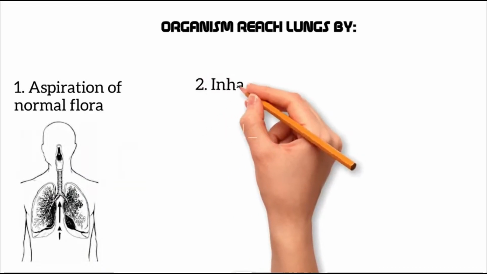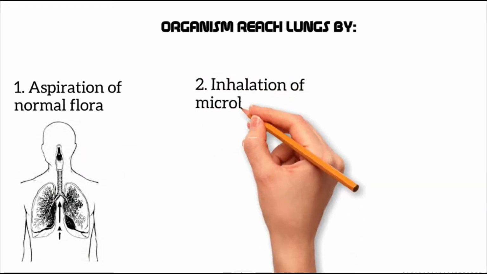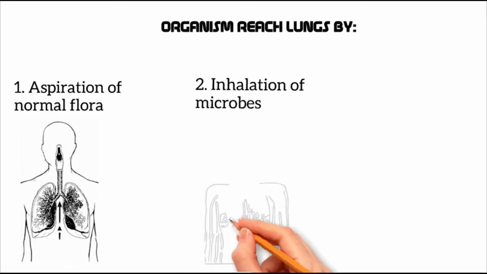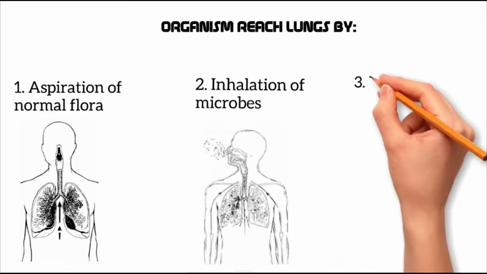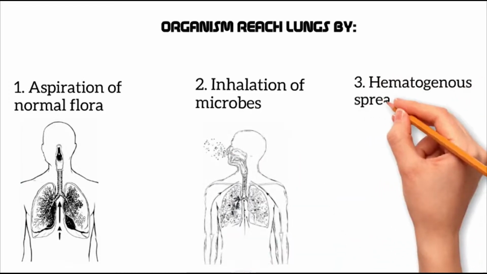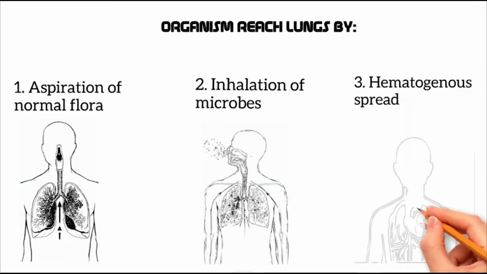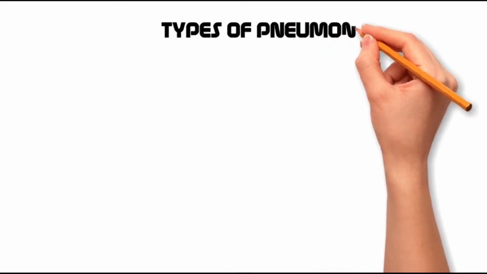2. Inhalation of microbes present in the air. Examples include mycoplasma pneumonia and fungal pneumonias. 3. Hematogenous spread from a primary infection elsewhere in the body. An example is Staphylococcus aureus. Now let's look at the types of pneumonia.